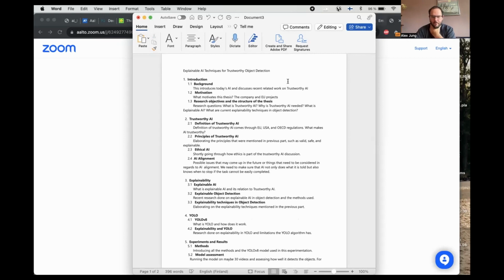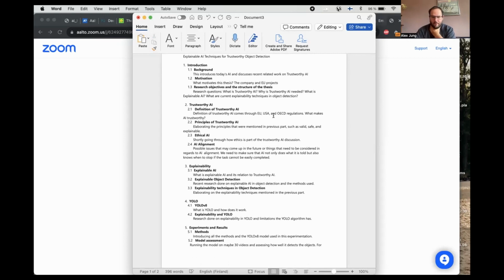And then one of the main parts is trustworthy AI. I'm defining it through the regulations of the EU, USA, and OECD, what their requirements are for AI to be trustworthy. It also introduces the different principles that everyone has. And then in 2.2, I will elaborate further on the principles that were already introduced, to explain what exactly they mean.